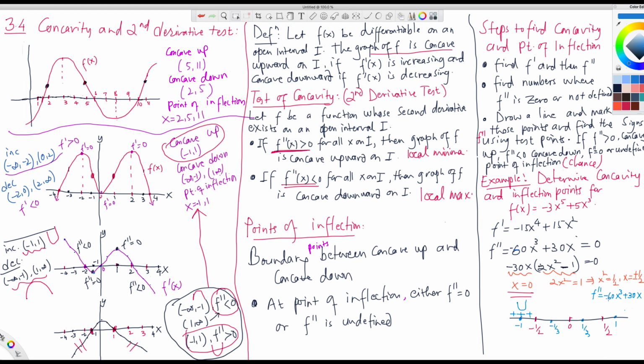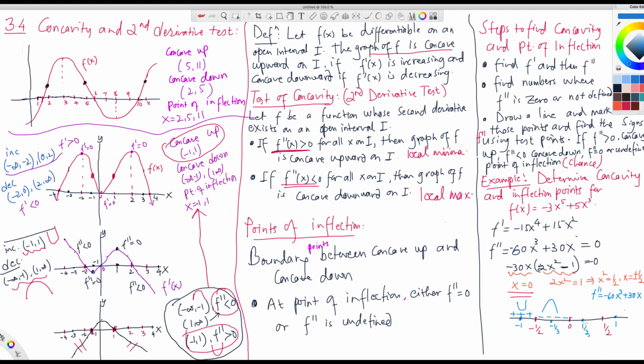Let's plug in -1/3. Negative 60 times -1/3 to the cube, which is -1/27, right? So negative 60 times -1/27 will be positive 60/27. And then 30 times -1/3 will be -10. This positive 60/27 will be almost 2 point something. So minus 10 plus 2 point something will be negative. So this part is negative, so it will be concave down. You see that? So this part is concave down.